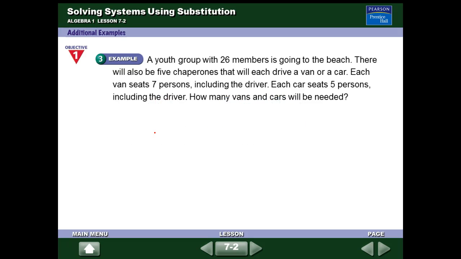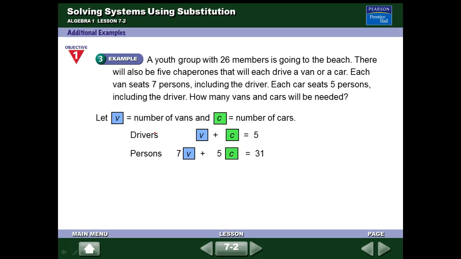Okay. Another example here. Go ahead and read it. Pause the video. Okay, so you need to pull out the important information. You're going to have to do this on your own. So here we're going to let V equal vans. C is going to equal my cars. And I need to come up with two equations that's going to give me a system of equations.